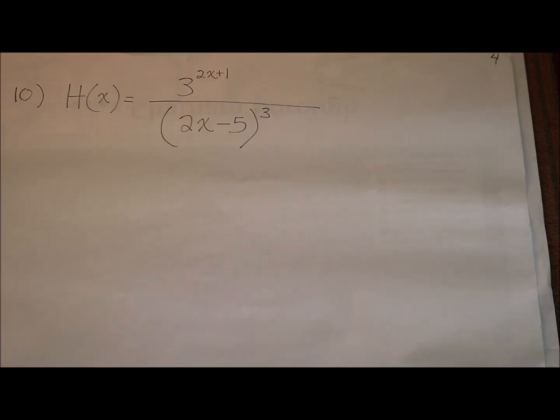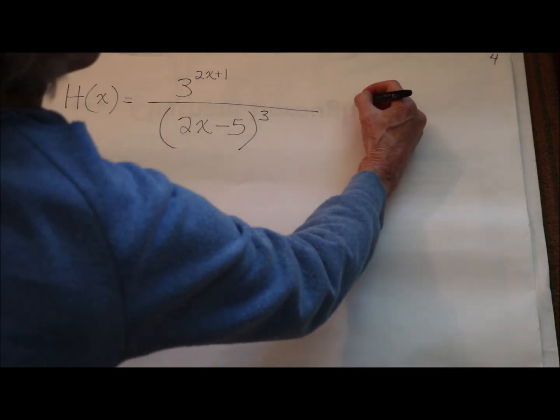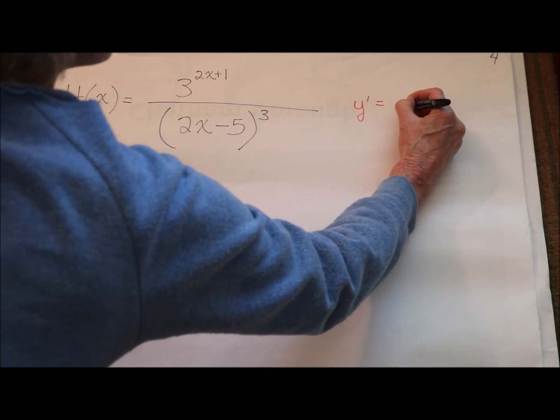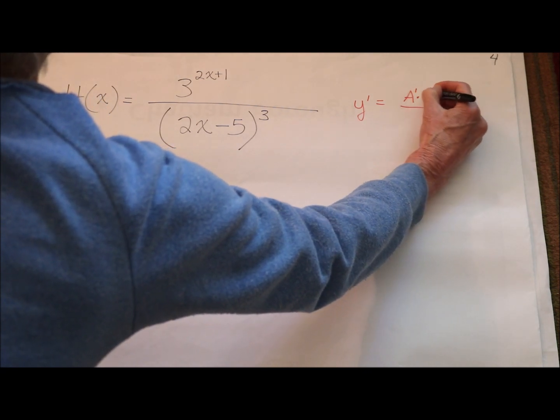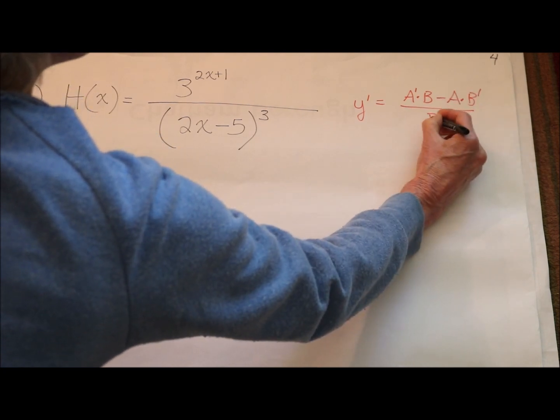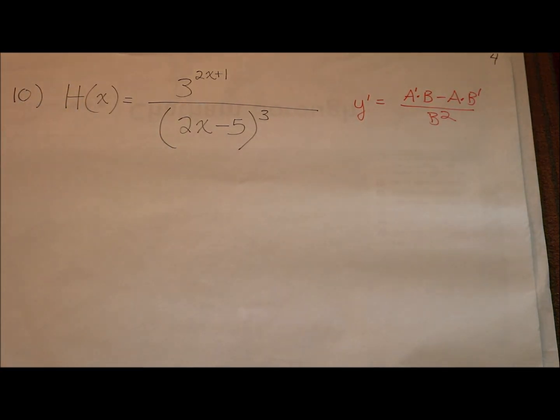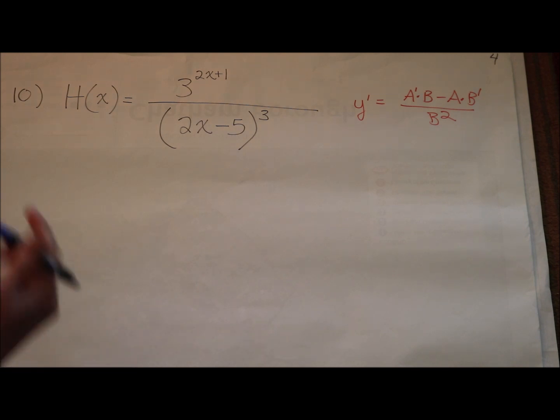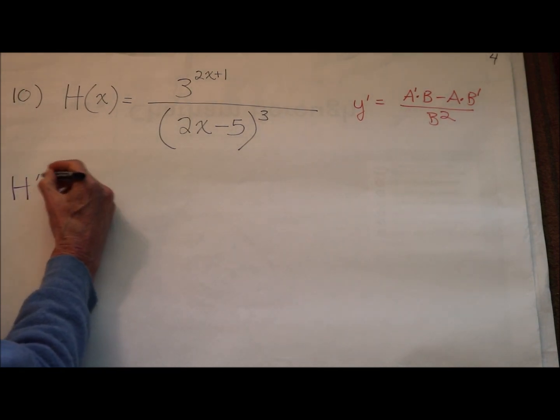When I look at this function, I think, I'm going to start with the quotient rule because I have a quotient. Remember, when you have a quotient, it's the derivative of the top times the bottom as it is, minus the top as it is times the derivative of the bottom, over the bottom squared. In the process of doing this quotient rule, I'm going to be doing an exponent rule and a chain rule, but the overarching rule is the quotient rule. Here we go.